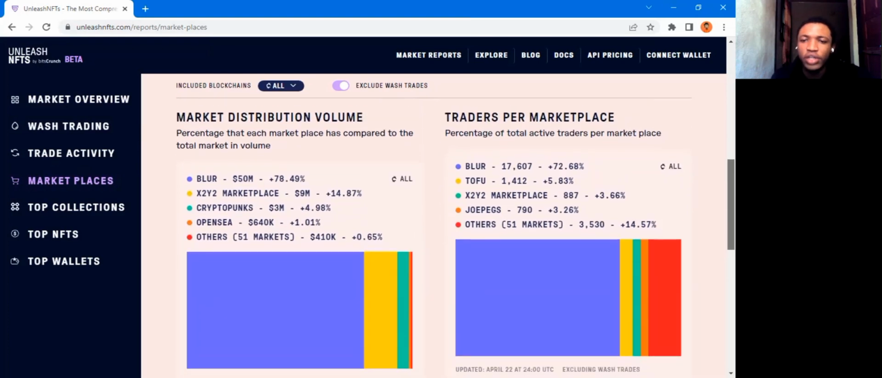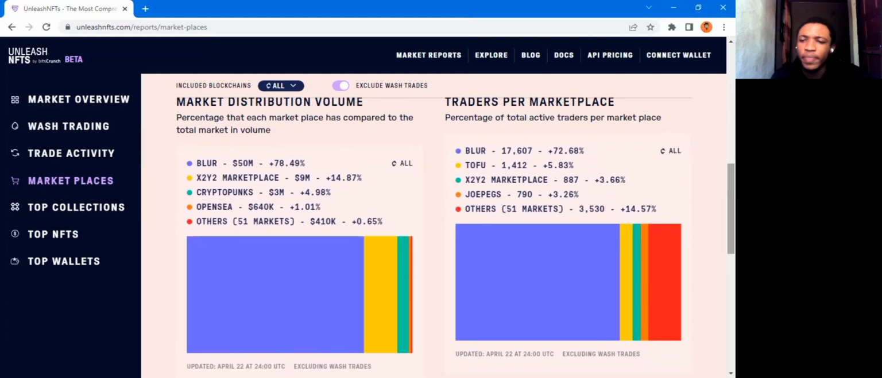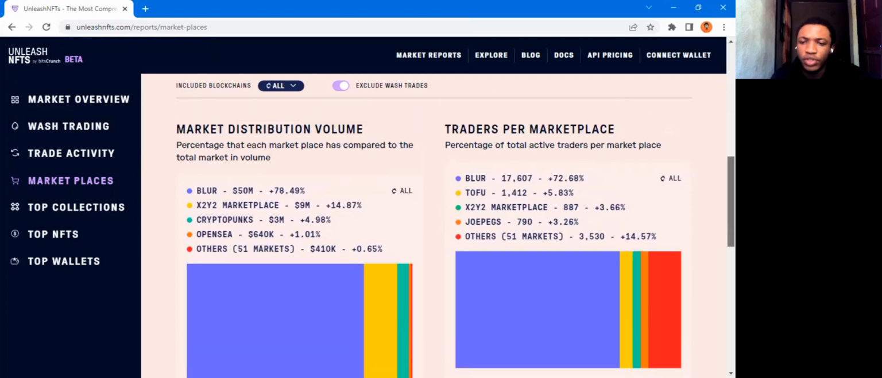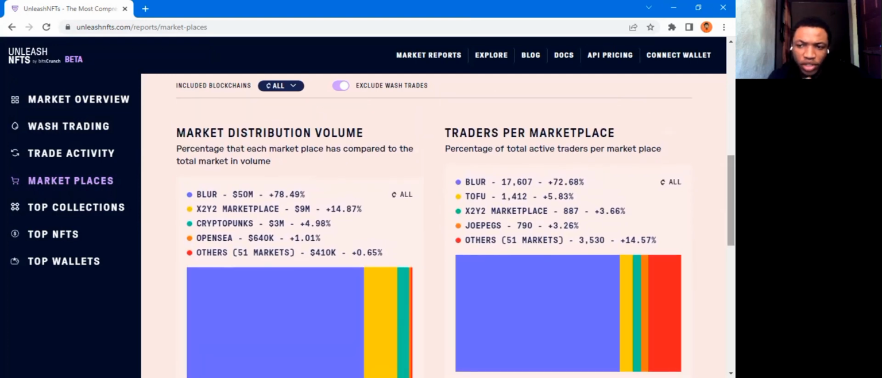And then traders per marketplace, I think that is also an interesting piece of data, because we also have Blur taking the lead on this one with 17,607 traders on the marketplace as we speak. That is actually very interesting. Followed by Tofu, color coded yellow, then X2Y2 given the green, and then there's JPEGs, and then there's others. And others is inclusive of 51 other marketplaces, right? Quite interesting there.